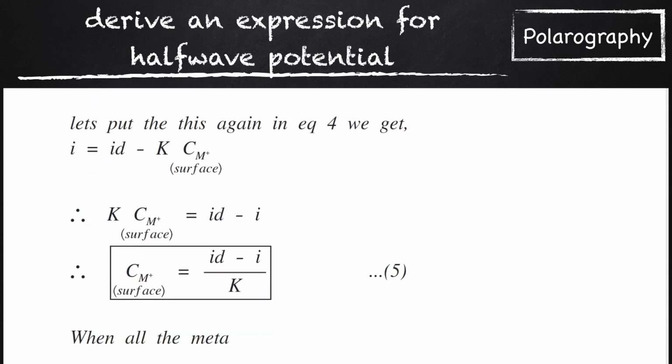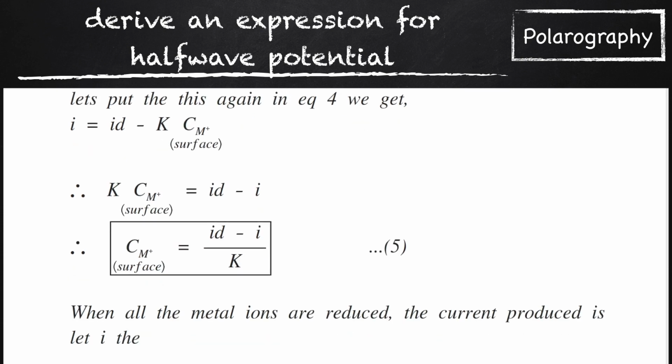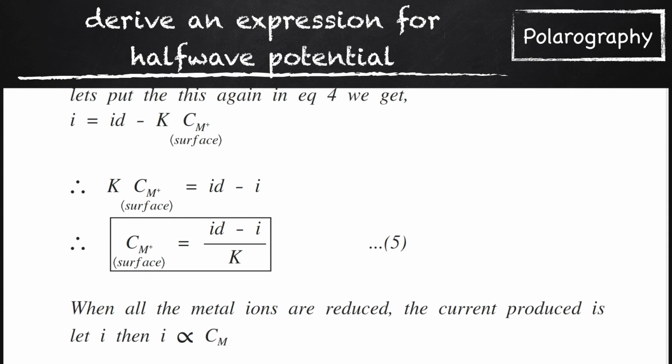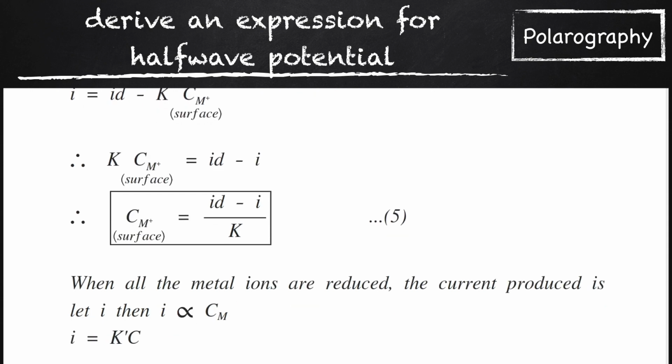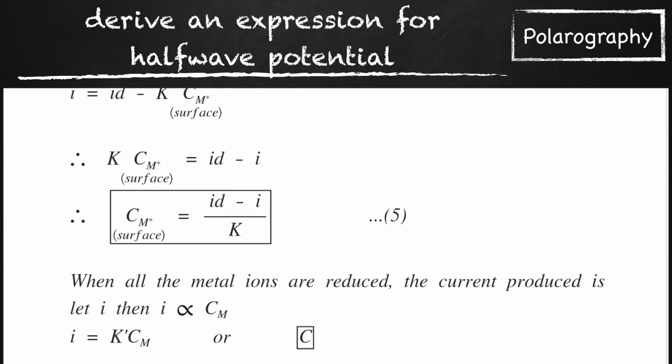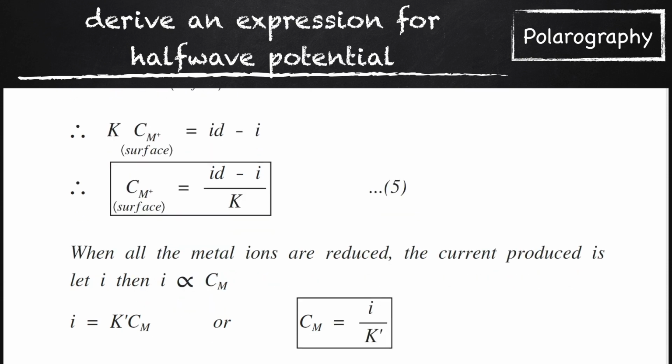When all the metal ions are reduced, the current produced is let I. Then I is proportional to concentration of metal. That is, I is equal to K dash Cm, or Cm is equal to I by K dash. This is equation number 6.